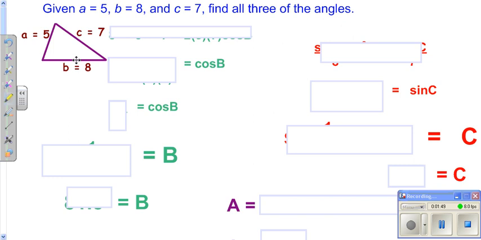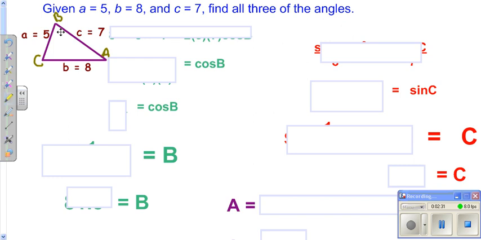So first of all, draw yourself a triangle. Then you'd have a rough idea of how it's going to look. This would be A because it's opposite side A. This is B, and then this is C. Now, when you're not given any angles, the first thing you want to do is find your largest side. Your largest side is always going to be opposite your largest angle, so that's what you want to find first. In this case, since B is the largest side, we've got to find angle B first.